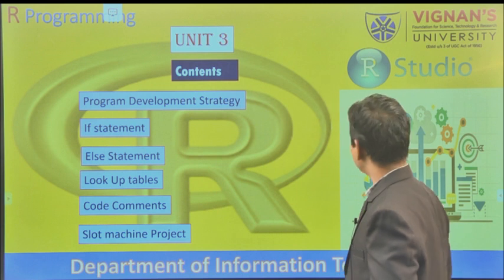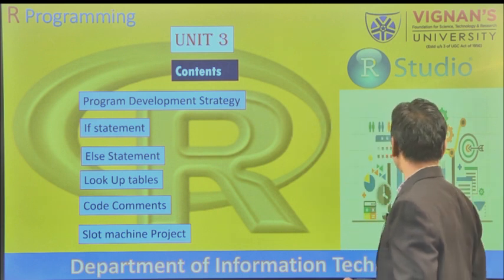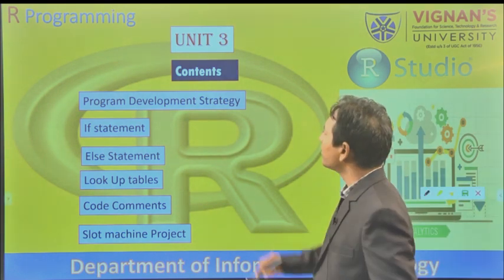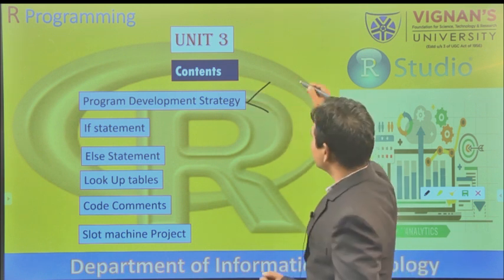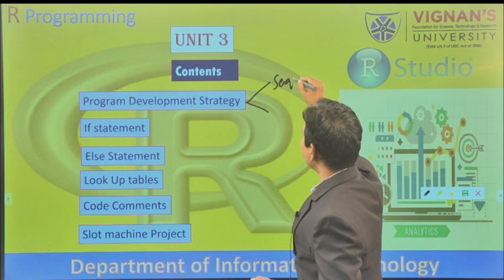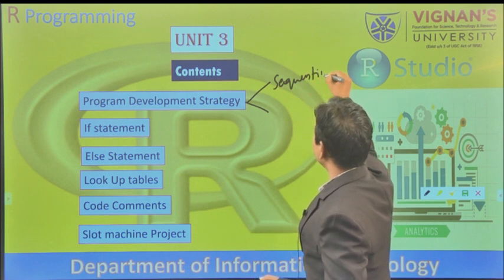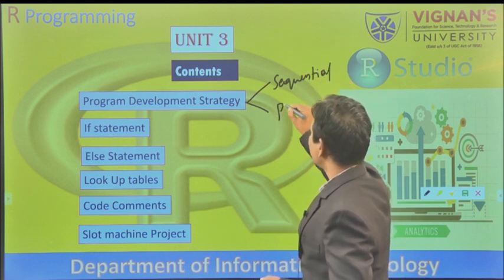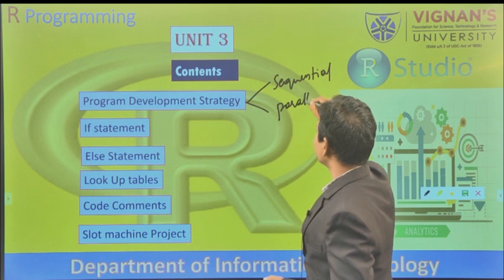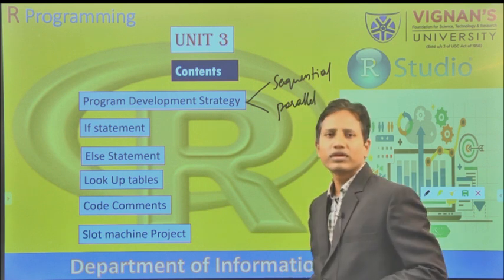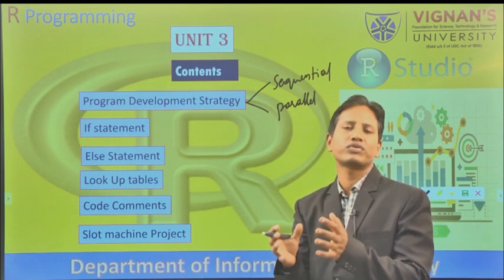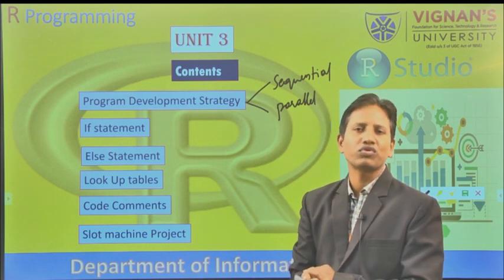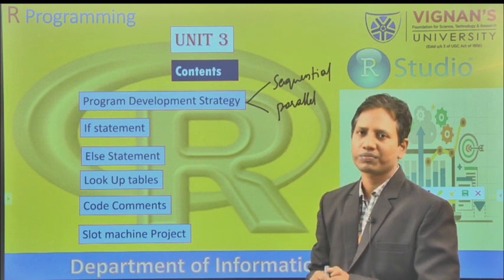Here the first point is program development strategy. This program development strategy is in two ways. One is sequential, another one is parallel. How this strategy is helpful to develop one particular program, we are going to learn in this lecture.